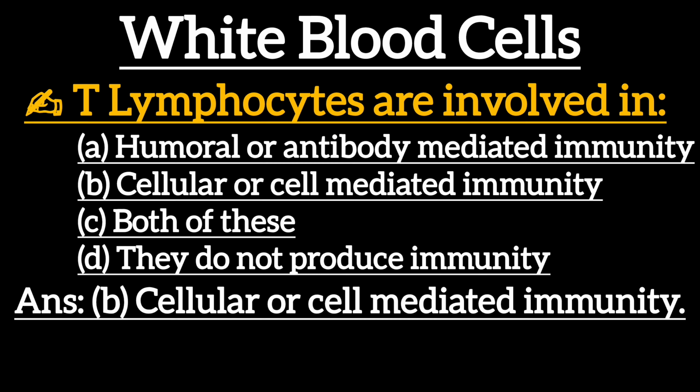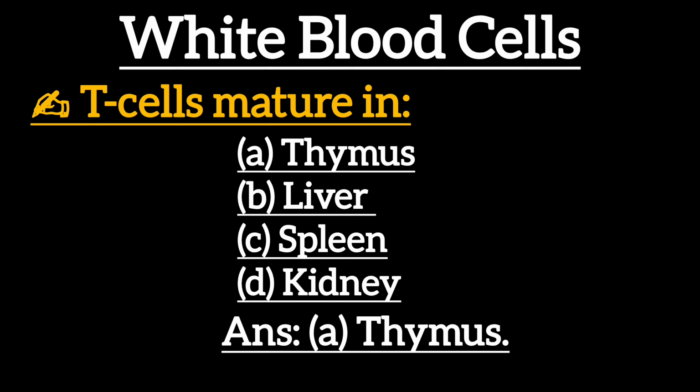Next one is T lymphocytes are involved in option A humoral or antibody mediated immunity, option B cellular or cell mediated immunity, option C both of these, option D they do not produce immunity. Correct answer is option B cellular or cell mediated immunity. Next one is T cells mature in option A thymus, option B liver, option C spleen, option D kidney. Correct answer is option A thymus.